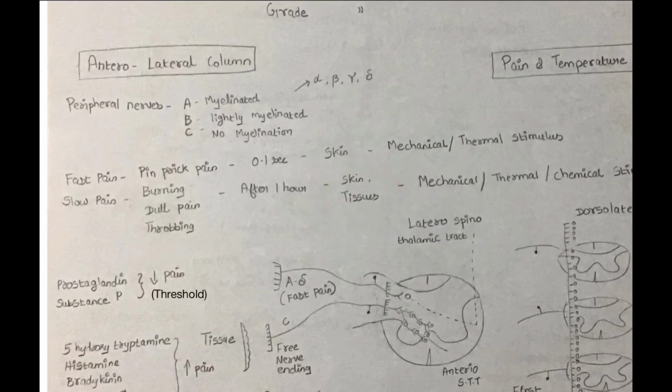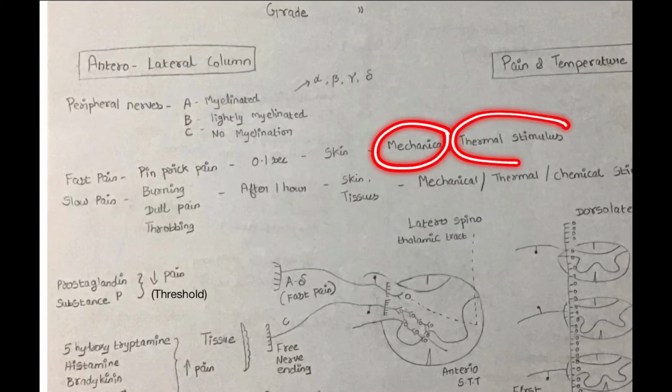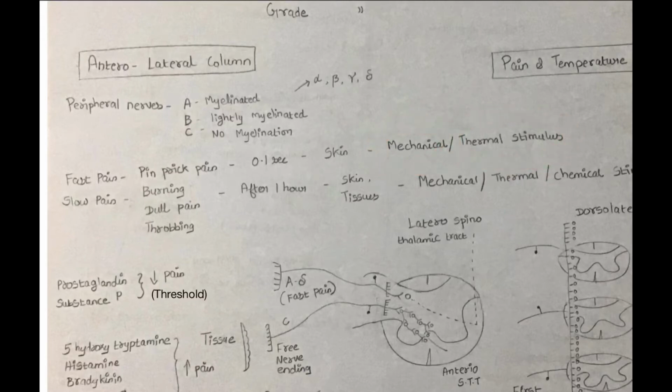So in fast pain, you have the mechanical stimulus and you have also the thermal stimulus. What is the mechanical stimulus? For example, if you prick someone with a pin, this is a mechanical stimulus. What is a thermal stimulus? If you touch a hot vessel in the kitchen, what happens? You will immediately take your hands off.